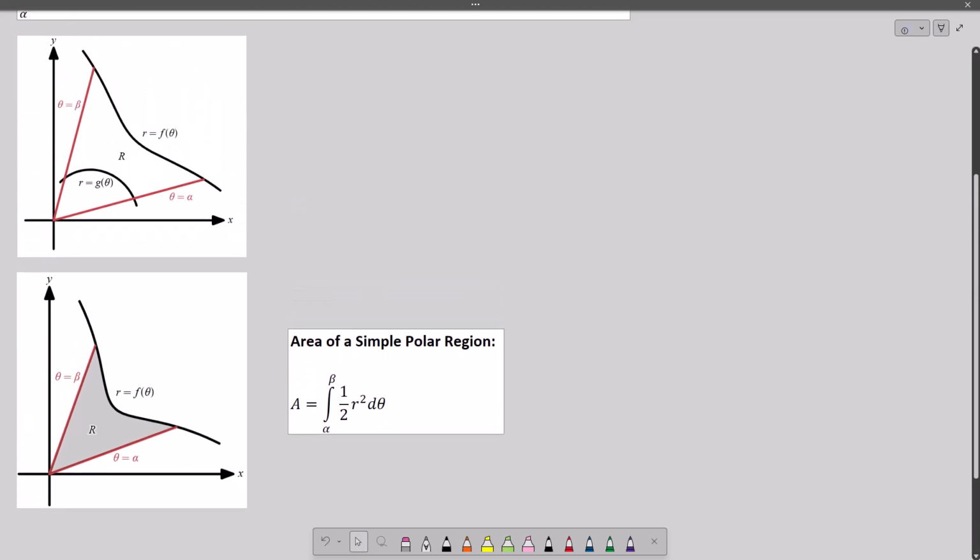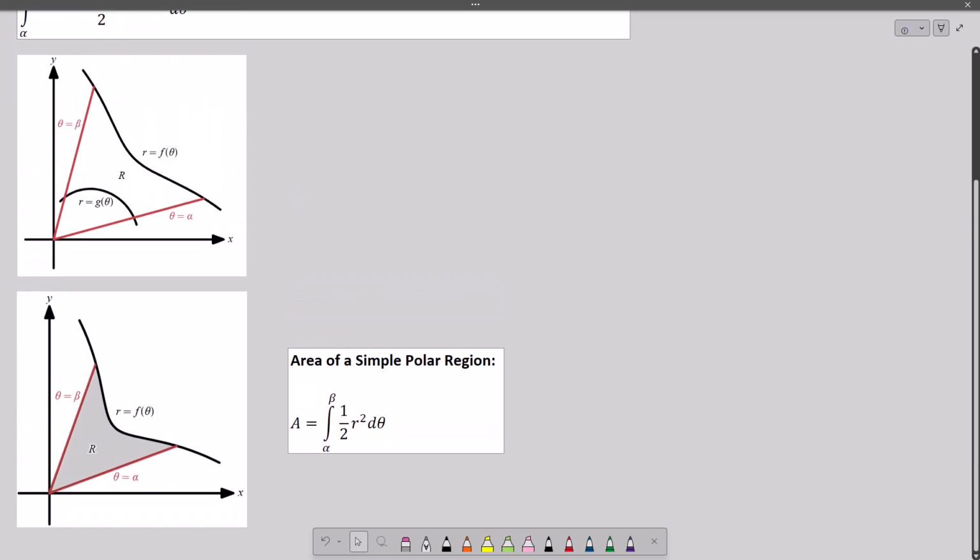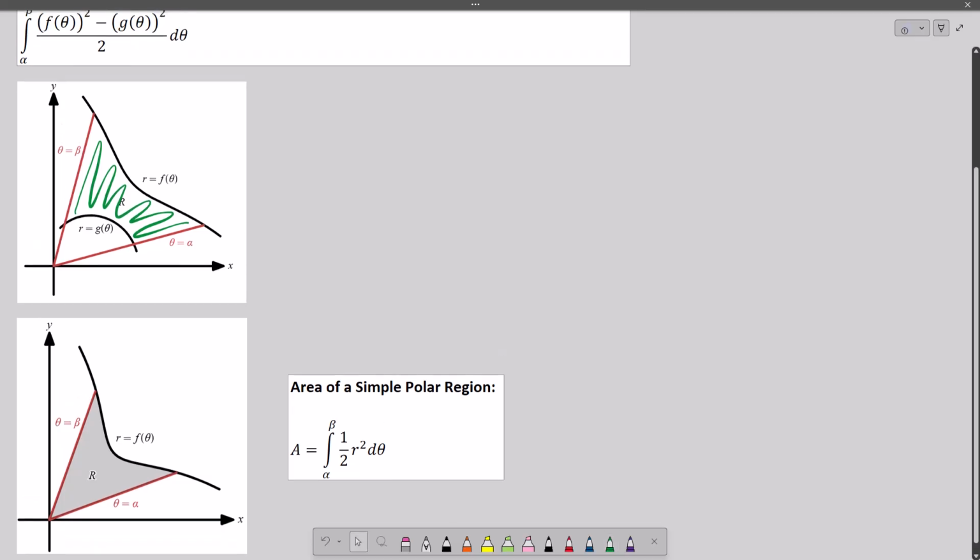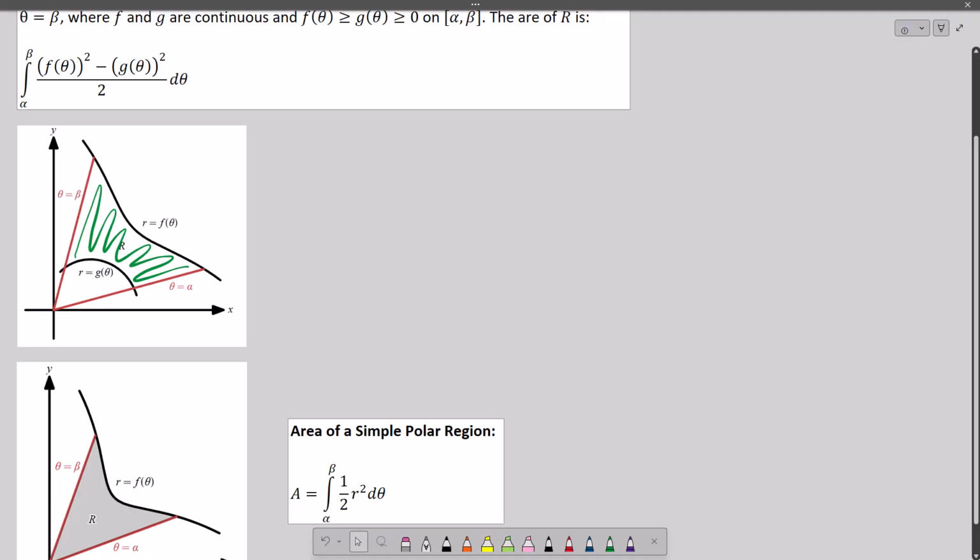Now, if we have the crazy situation where there's two curves, like we've done a lot in Cartesian, and you want the area between them, in Desmos, I could not shade in between two polar curves. So I could shade that in Desmos, but I couldn't shade that. Could not figure it out. So if we have two curves, then we have a washer analog. We have the outer curve squared minus the inner curve squared divided by 2. So it looks just like a washer. Outer squared minus inner squared.